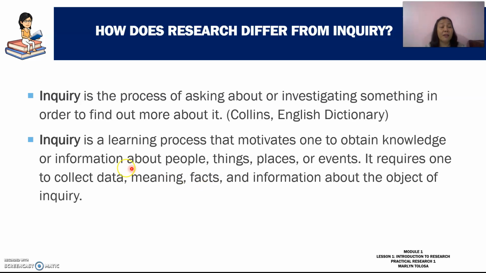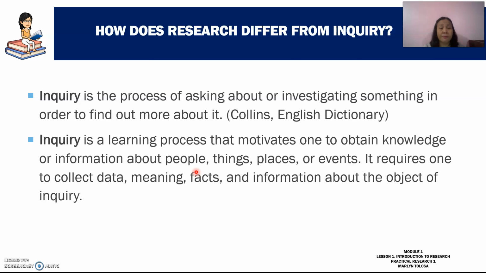On the other hand, inquiry is a learning process that motivates one to obtain knowledge or information about people, things, places, or events. It requires one to collect data, meaning facts and information about the object of inquiry. Are they the same? Yes, they are the same in terms of investigation. However, research is more in-depth as compared with that of inquiry.